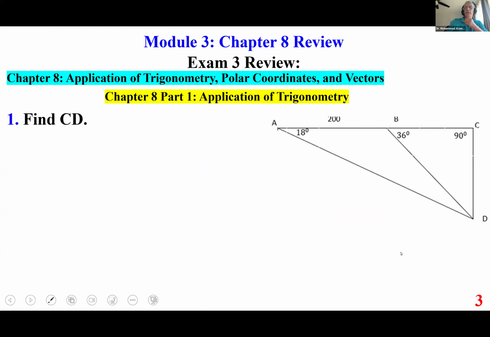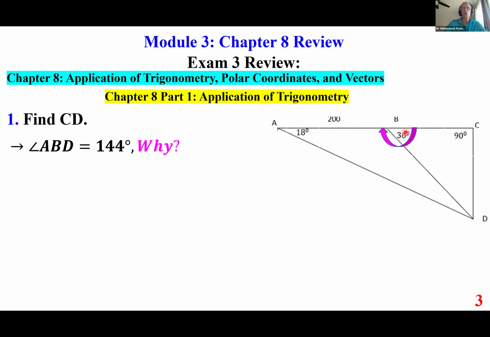All right, so we want to find CD in this diagram. This is 18 degrees, this is 200, this is 36 degrees, this is 90 degrees. There are various ways of approaching it. For example, this is 180 degrees. So if you subtract 36 from it, you get 144 degrees. So how do we get that? 180 minus 36.